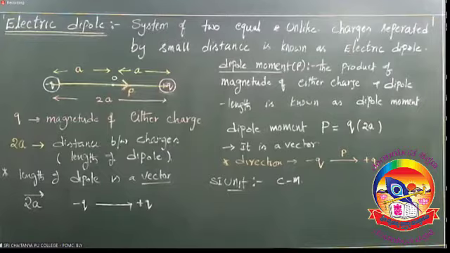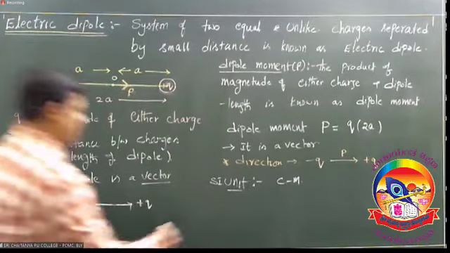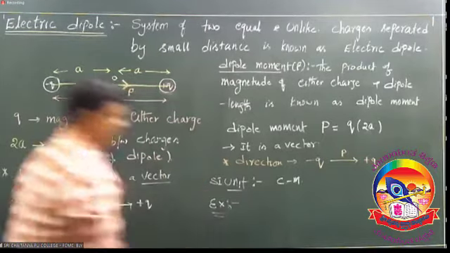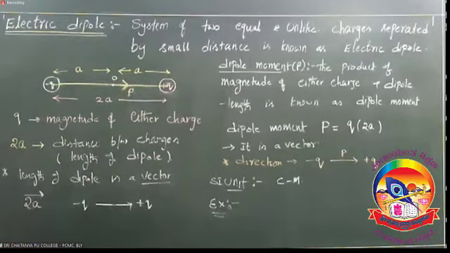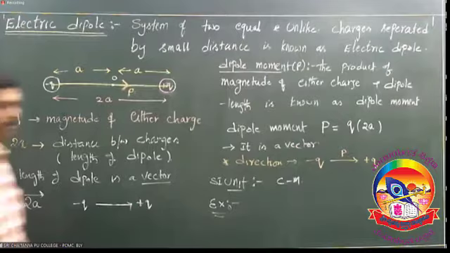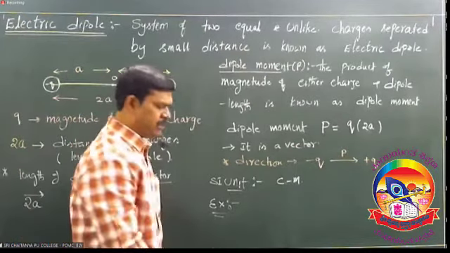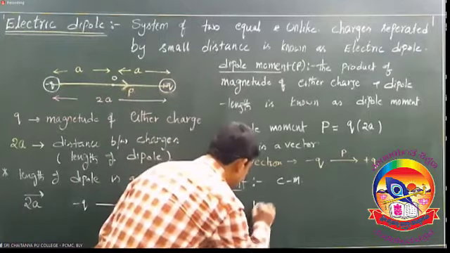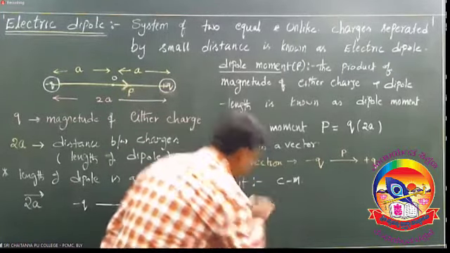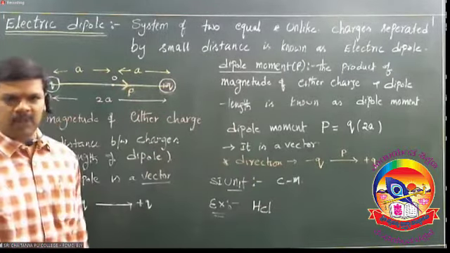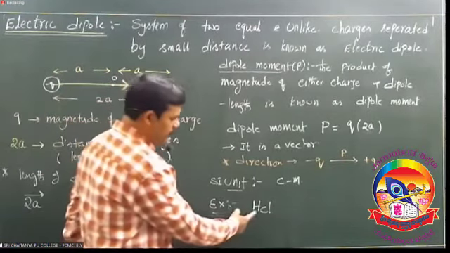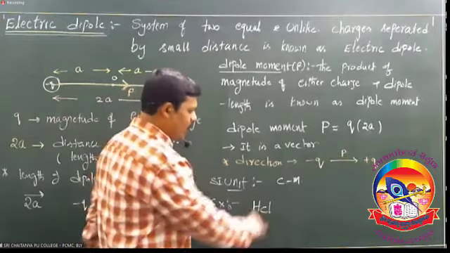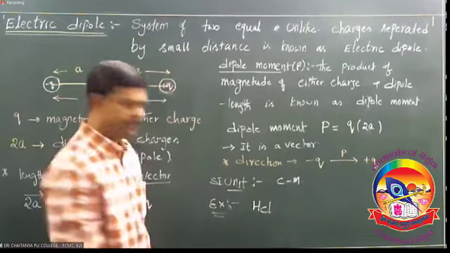Next. What is the example for this? In our daily life, is there any example of this electric dipole? One simple example. So many are there. In chemistry, we have some molecules, for example, HCl. The HCl molecule is a combination of a hydrogen atom and a chlorine atom with a covalent bond between them.